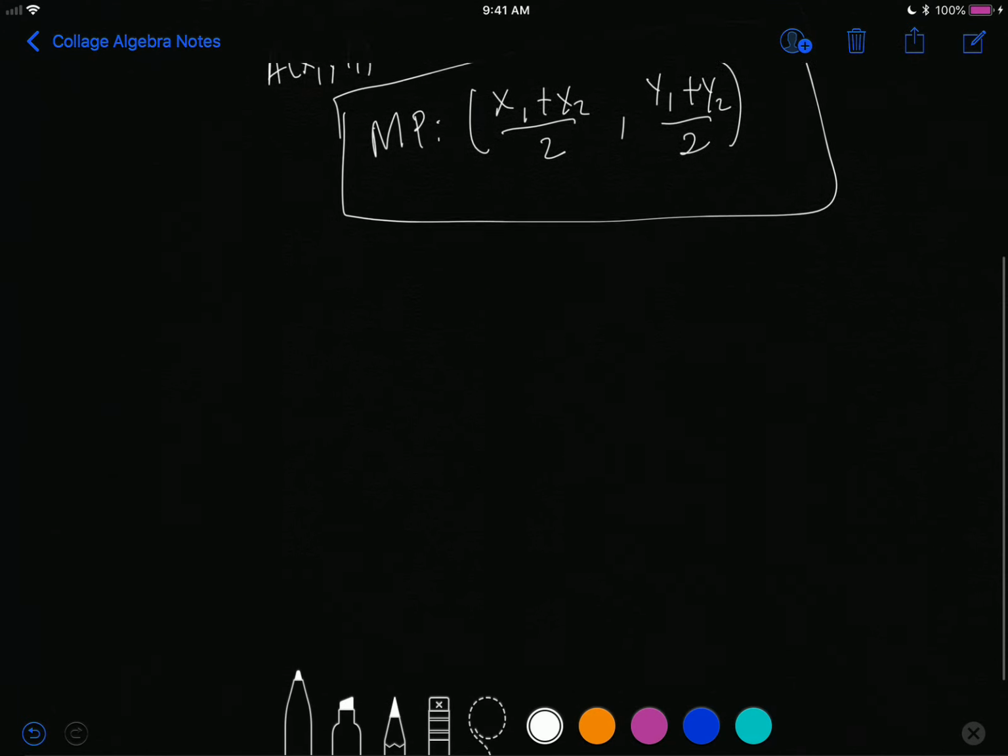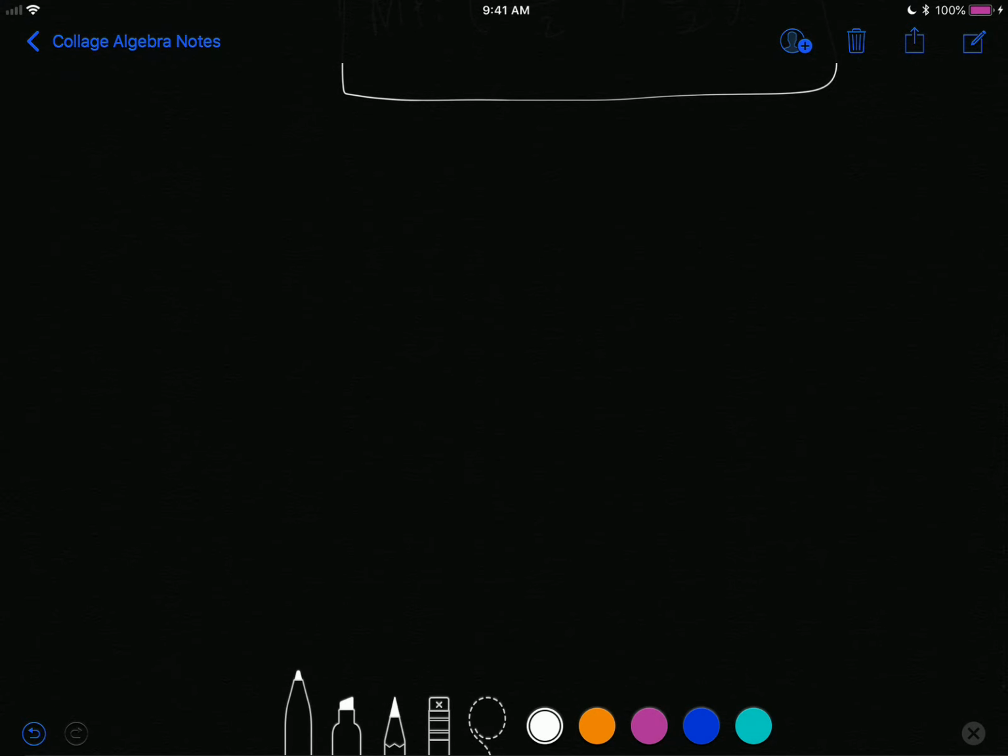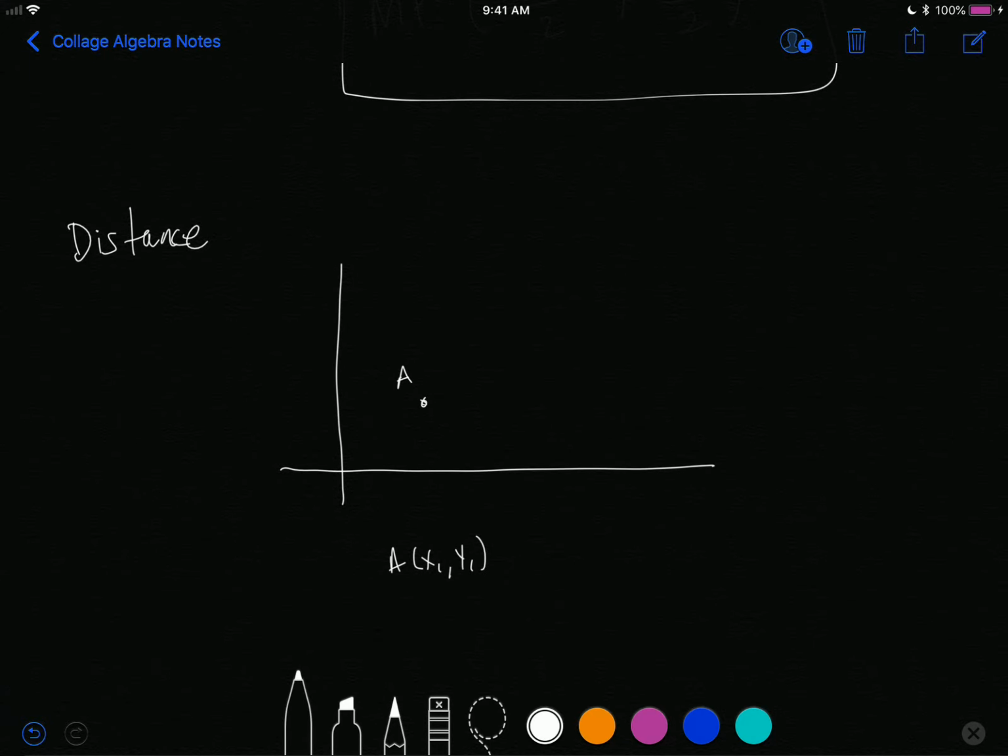Second, we have the distance formula. The distance between 2 points comes from a very famous formula. So let's take this point right here, A. Again, A will have coordinates x1, y1. And a second point, B. And again, B will have coordinates x2, y2. In other words, it can be any numbers. This will work, doesn't matter what the points are right here.